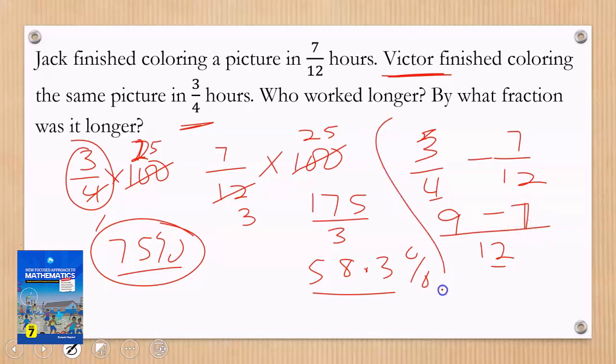If you subtract 7 from 9, you have 2 out of 12. And that is the same as saying 1/6. So that means 1/6 difference in terms of the hours they worked. They worked in 1/6 difference. Good.